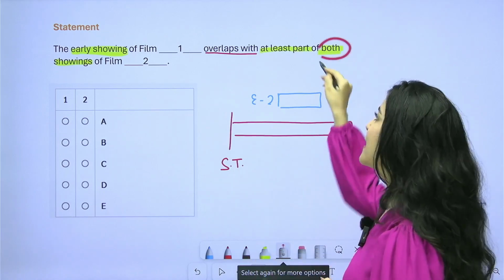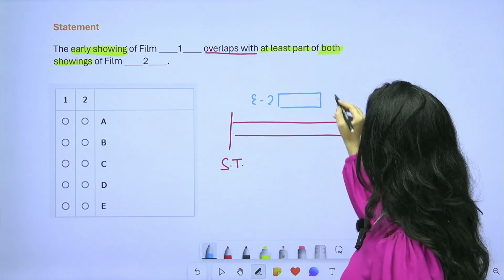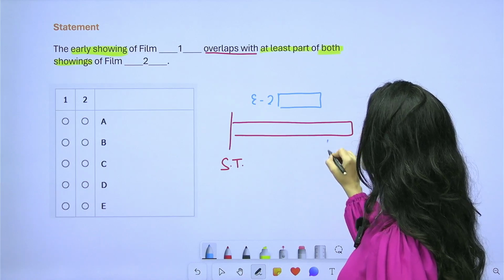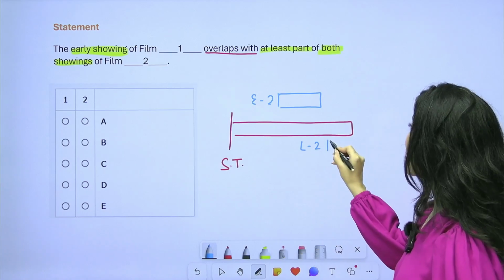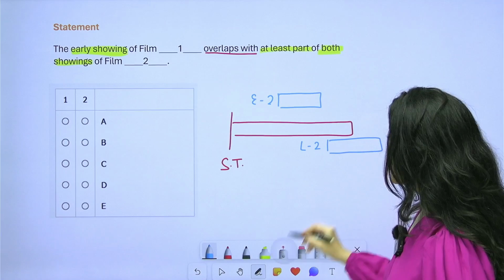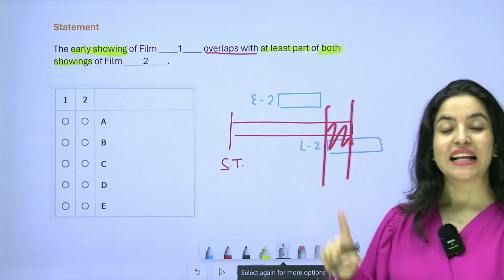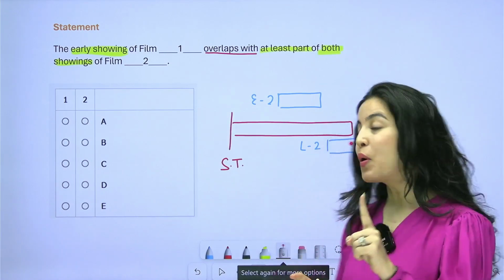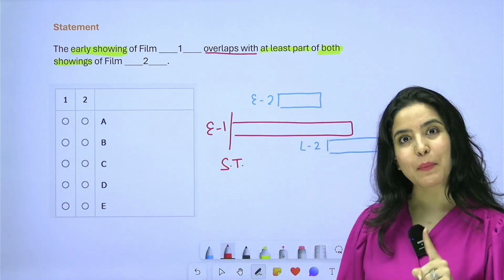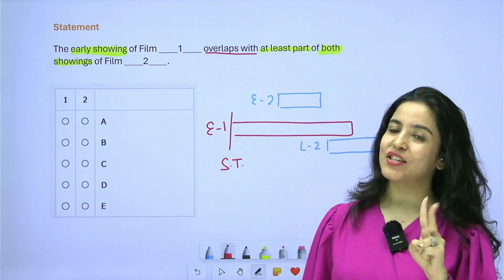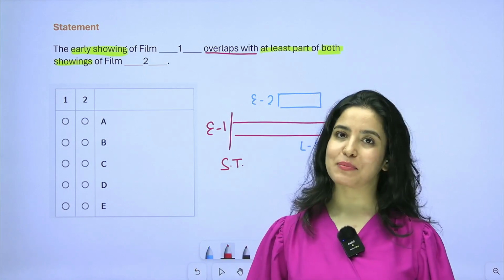But I don't want just that. I want both showings to overlap. What that means is that maybe the late showing starts somewhere here, this is late for the second film, and even this should have an overlap. So look at this, you see a clear overlap in this section, right? This is the situation I want. I want just the early of the first film to overlap with early and late of the second film.